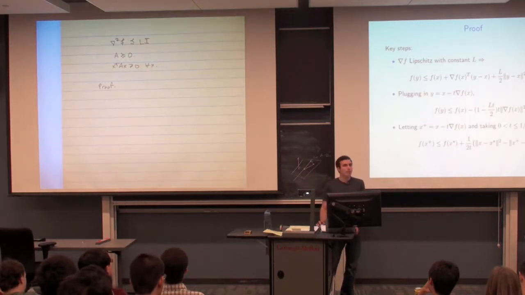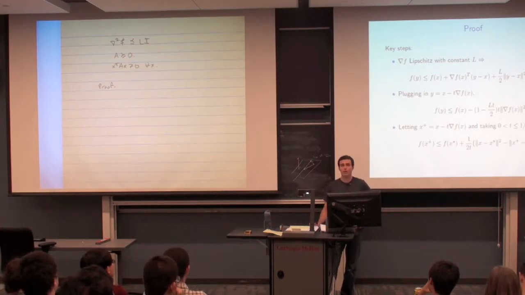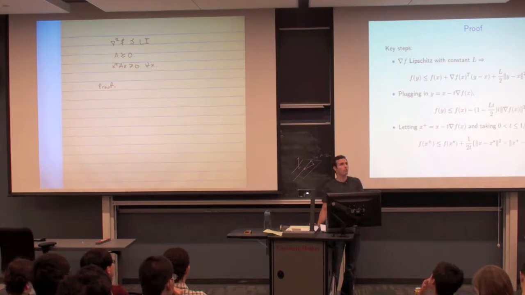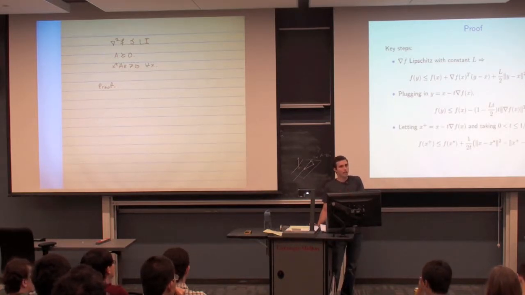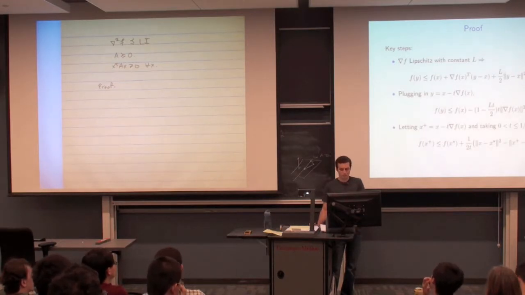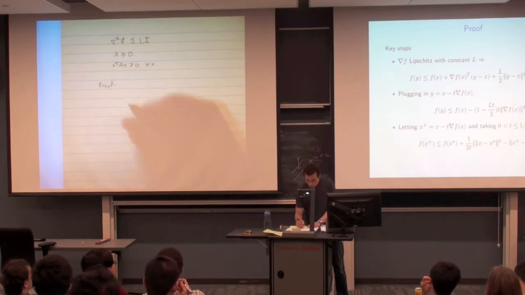So the first step is that I claim that if the gradient is Lipschitz with a constant L, then we can upper bound the function by a quadratic everywhere. We know that from convexity we can lower bound it by a linear function, that's just convexity, but I claim that if the gradient is actually Lipschitz, we can upper bound it by a quadratic. So why is that true?